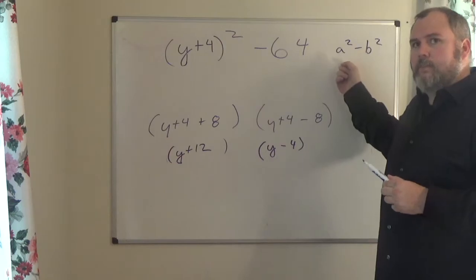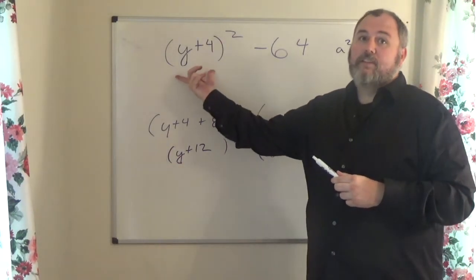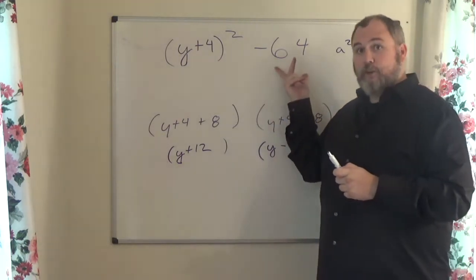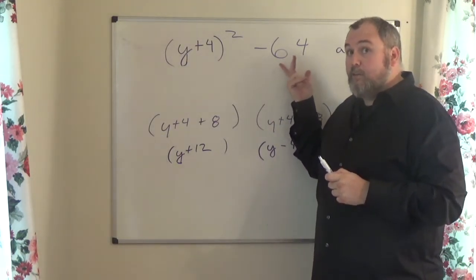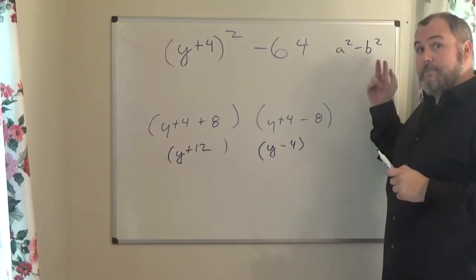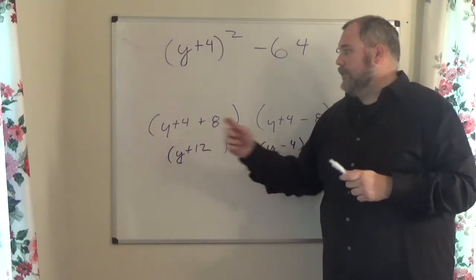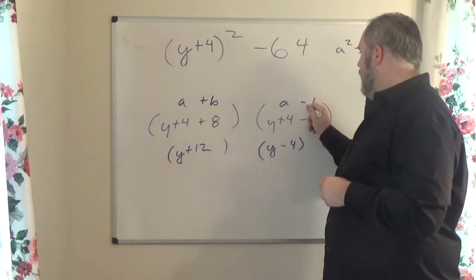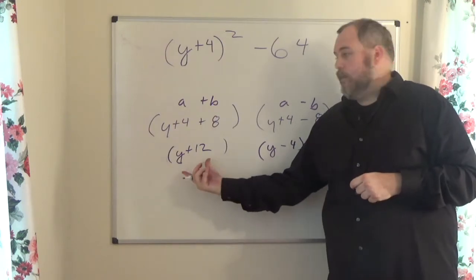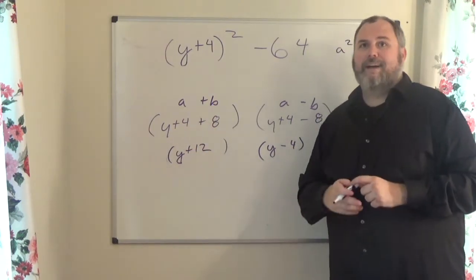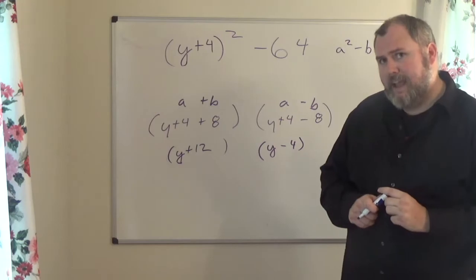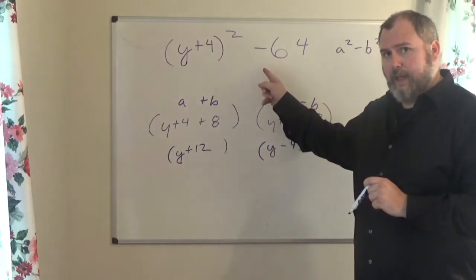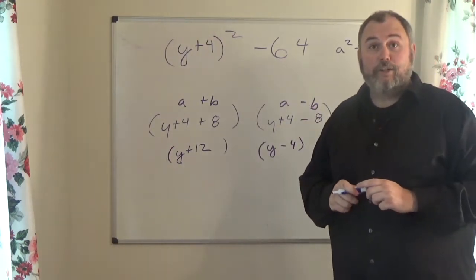So what just happened here? I used the difference of squares on this one because this term, y plus 4, is my a. And this term, 64, we know to be a perfect square, happens to be my b. And when we do that, we can say, hey, a plus b and a minus b. Plug it in. And we ended up getting this to simplify. So the question that you now have to ask yourself is, how do we know that this and this equal that?